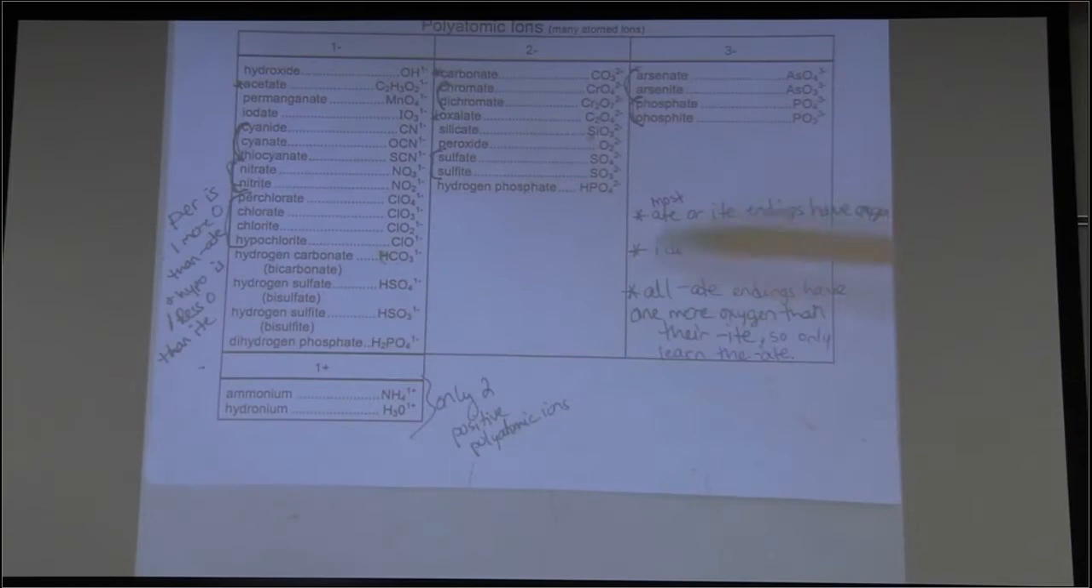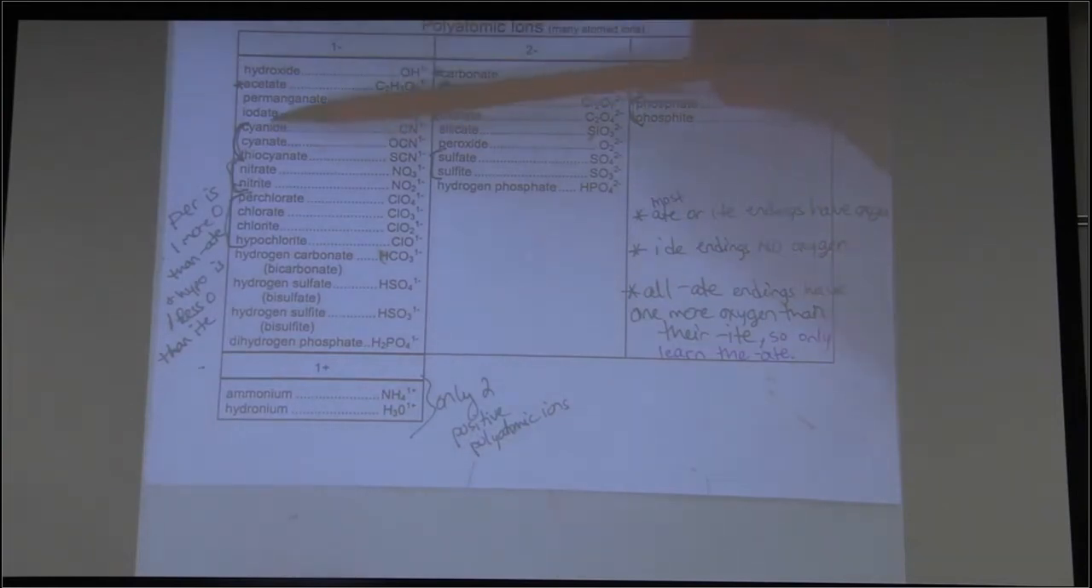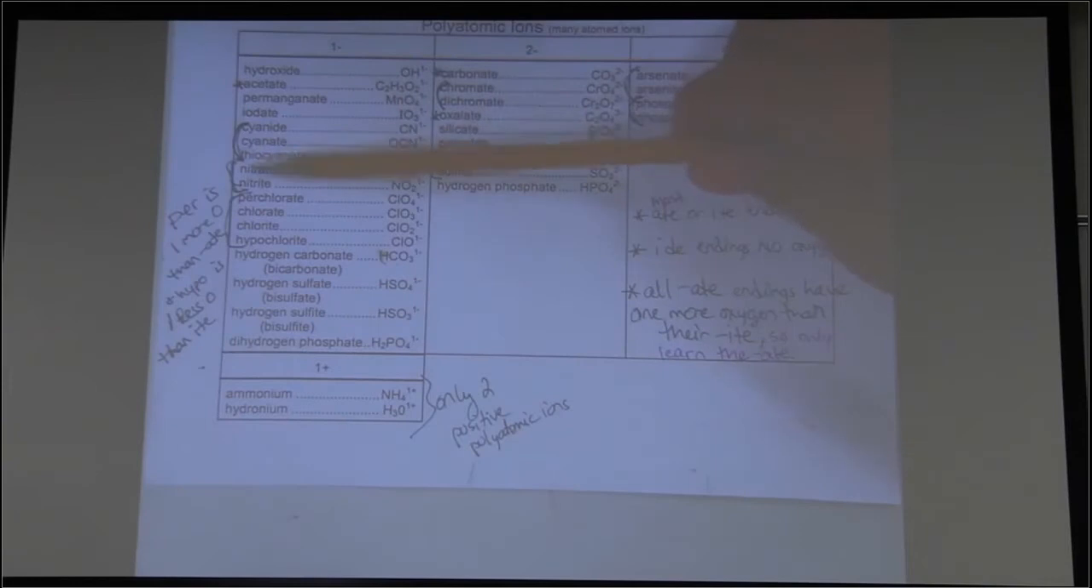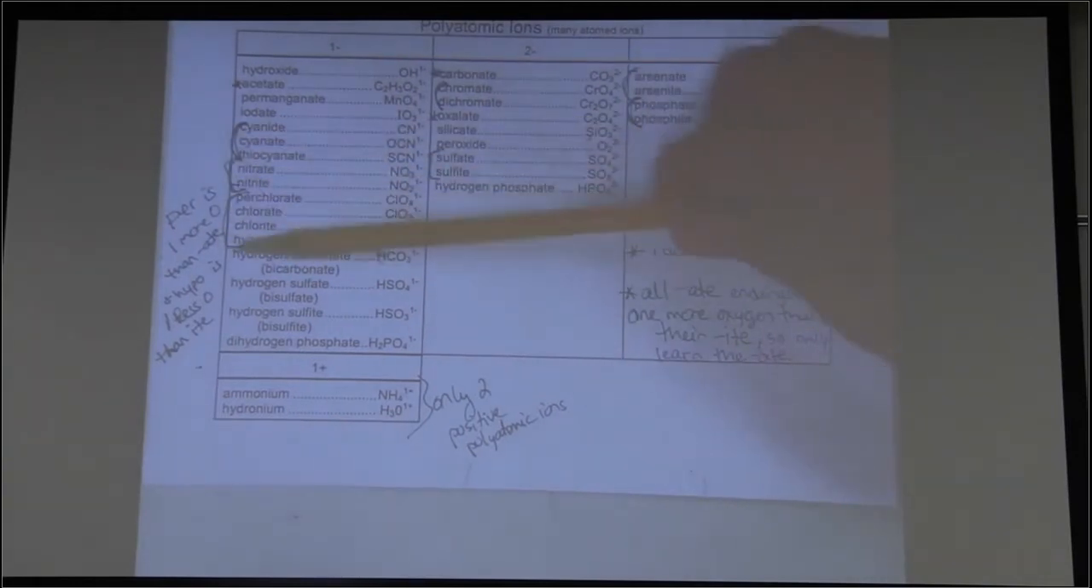These need to be memorized, and I would suggest that you memorize these in chunks. That would be an easier way to memorize them than just trying to memorize them in some random fashion. I would memorize them in chunks. I would take maybe the ones that have carbon, which are acetate, carbonate, oxalate. Take your cyanide, cyanate, thiocyanate. Then look at your nitrate, then this perchlorate series.